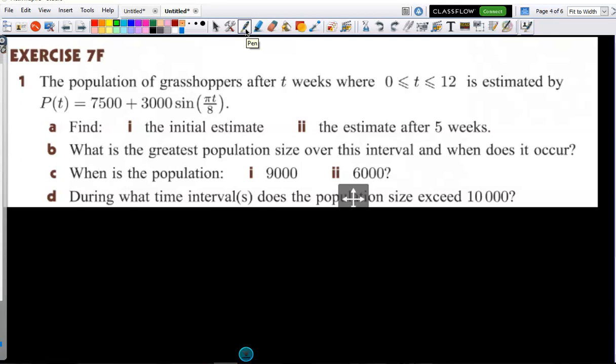So, we've got our graph. Because we have read this question and it's got, yes, using technology, it might have even said draw a sketch of the population, estimated. Right, find A, the initial estimate.